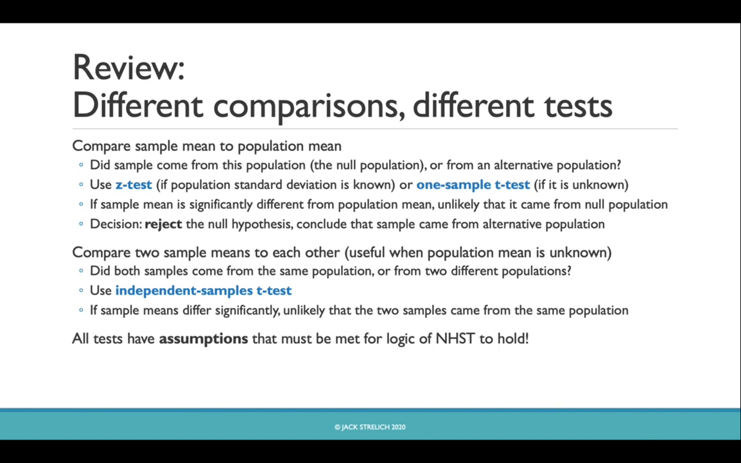Now, importantly, all of these tests have assumptions that must be met in order for the logic of null hypothesis significance testing to hold. In other words, for us to be confident about how likely a given test statistic is to occur if the null is true. Most of these assumptions are about the dependent variable, or DV. In other words, the variable that we're measuring. Let's talk about some of these assumptions now.